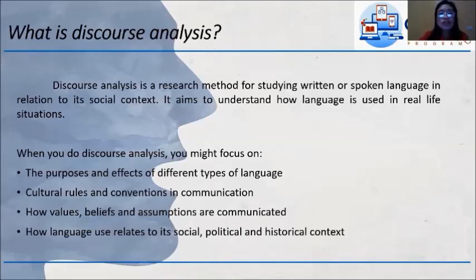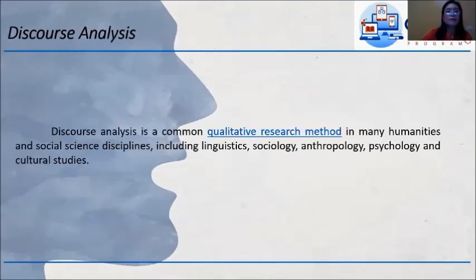Now, when you do discourse analysis, you might focus on the following. Number one, the purposes and effects of different types of language. Letter B, cultural rules and conventions in communication. Letter C, how values, beliefs, and assumptions are communicated. And letter D, how language use relates to its social, political, and historical context. Okay?